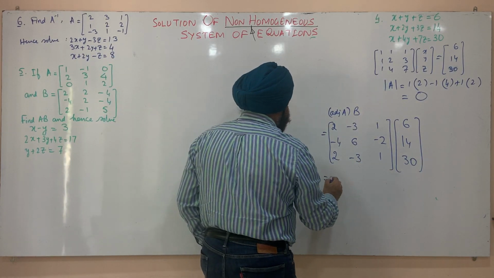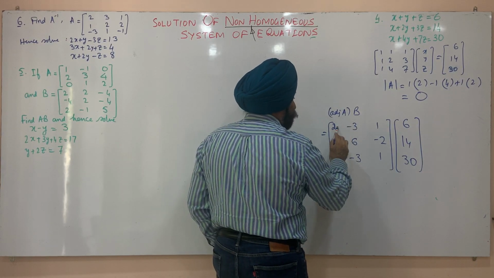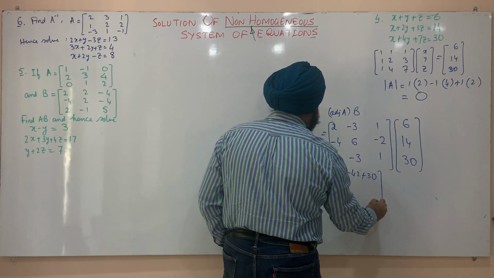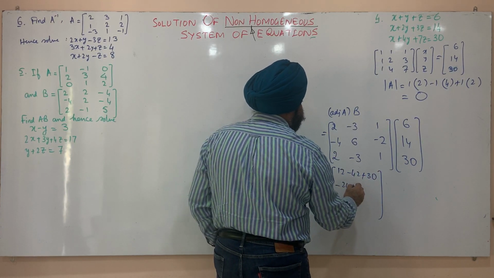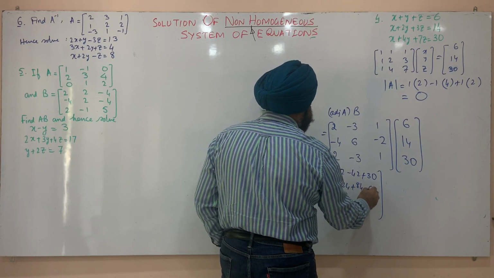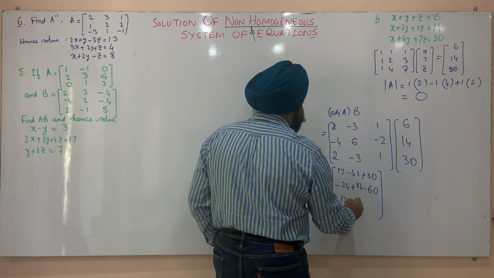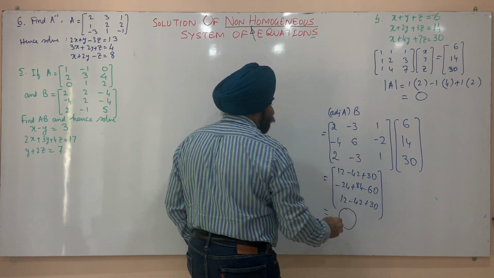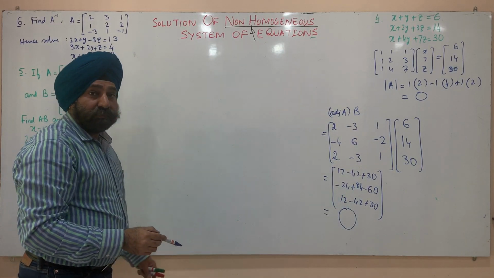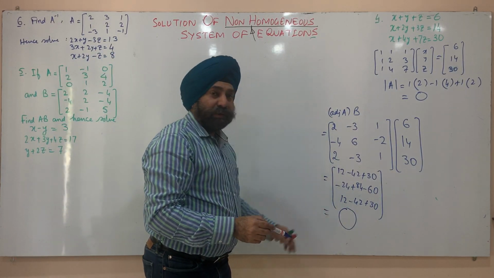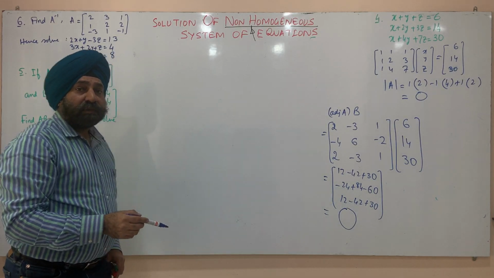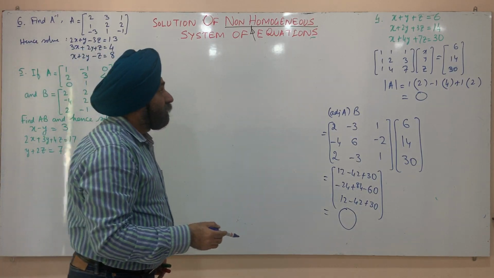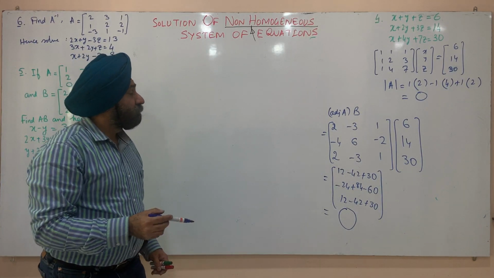Let us multiply to get this product. This is 12 minus 42 plus 30, minus 24 plus 84 minus 60, 12 minus 42 plus 30. We can see each of these elements is a 0, therefore it's a null matrix. So if adjoint of A into B is a null matrix, this means the system is consistent with infinite number of solutions. Now how do we find out those solutions?